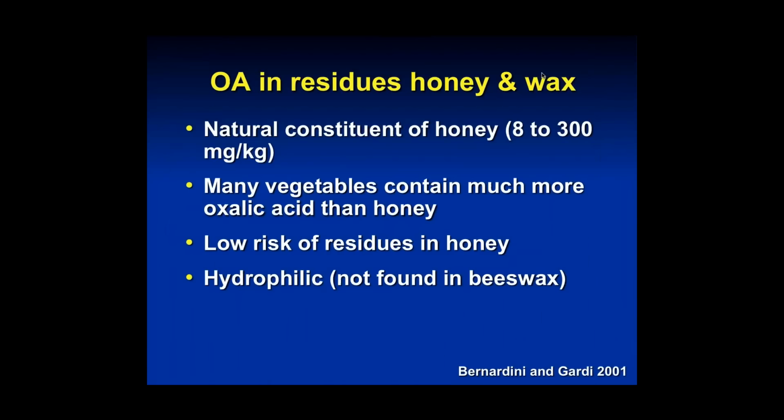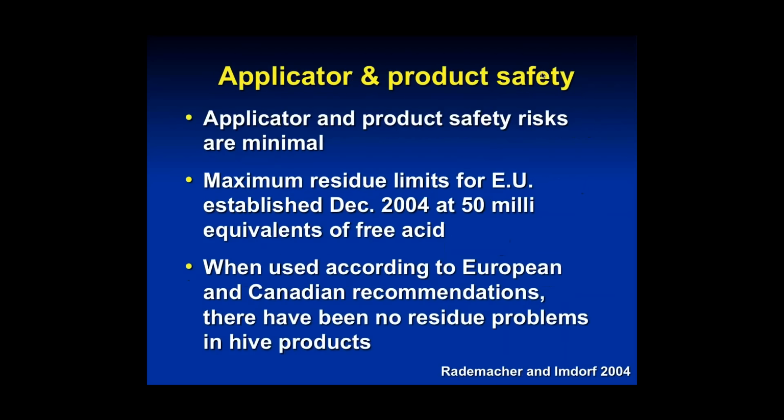So oxalic acid is something that we consume on a daily basis. It's a natural constituent of honey. Many vegetables contain much more oxalic acid than honey does. There's a low risk of residues in honey, and it's hydrophilic, so you don't have residues in beeswax. If you had residues of it, they'd be in the honey.